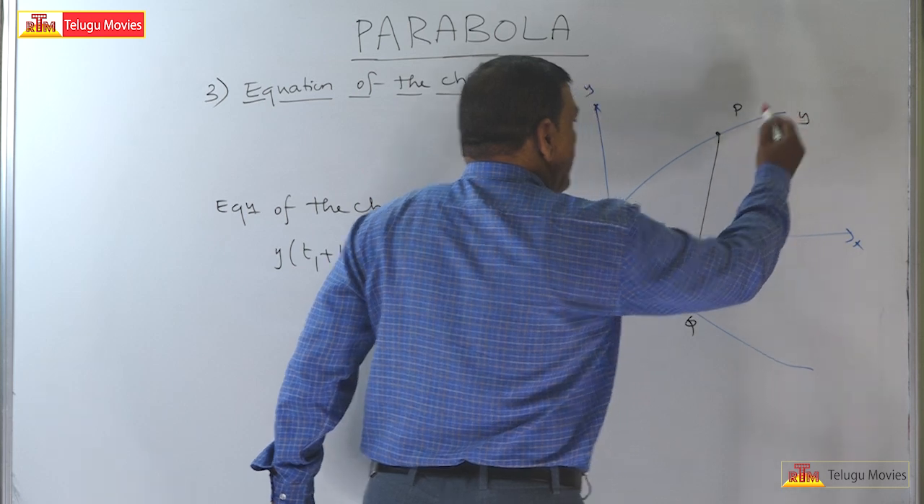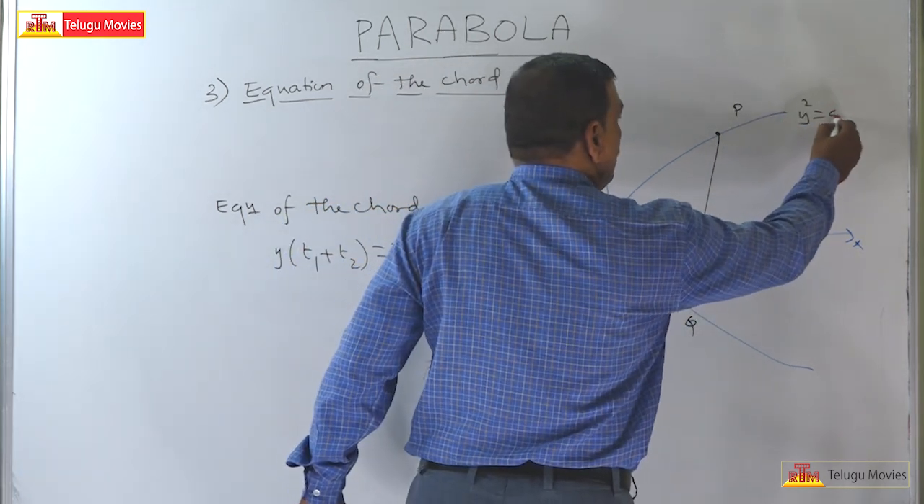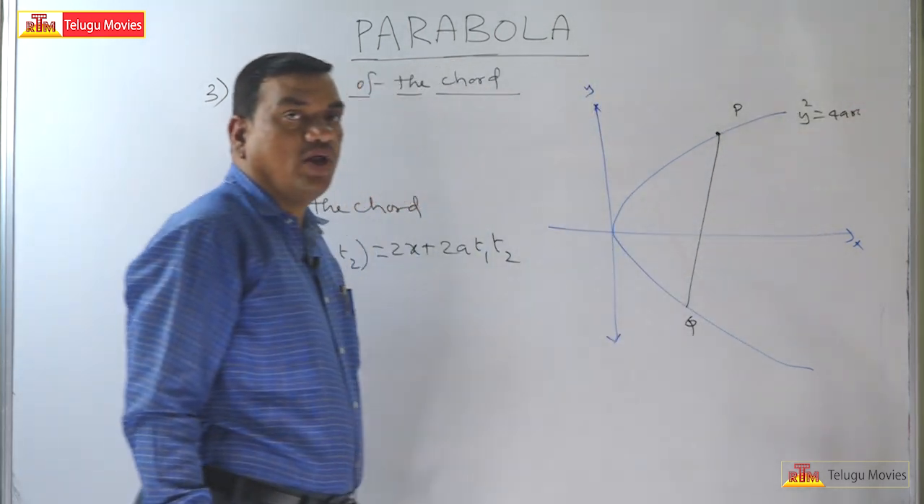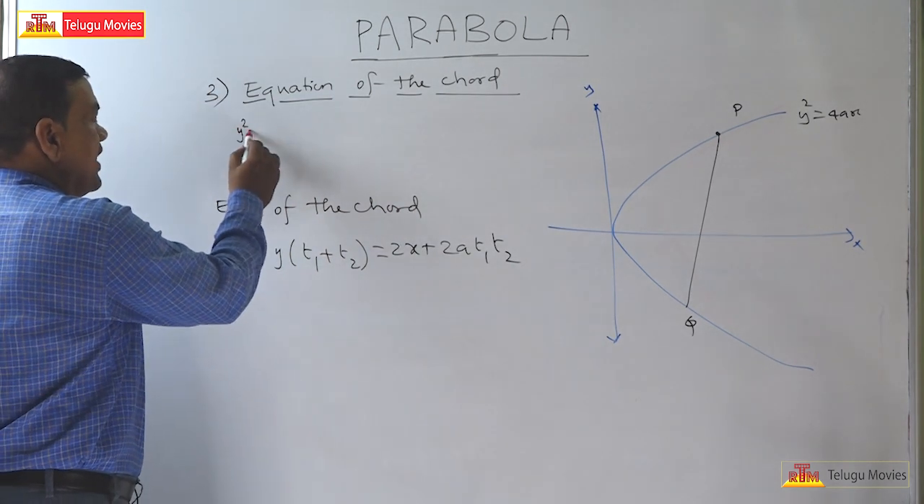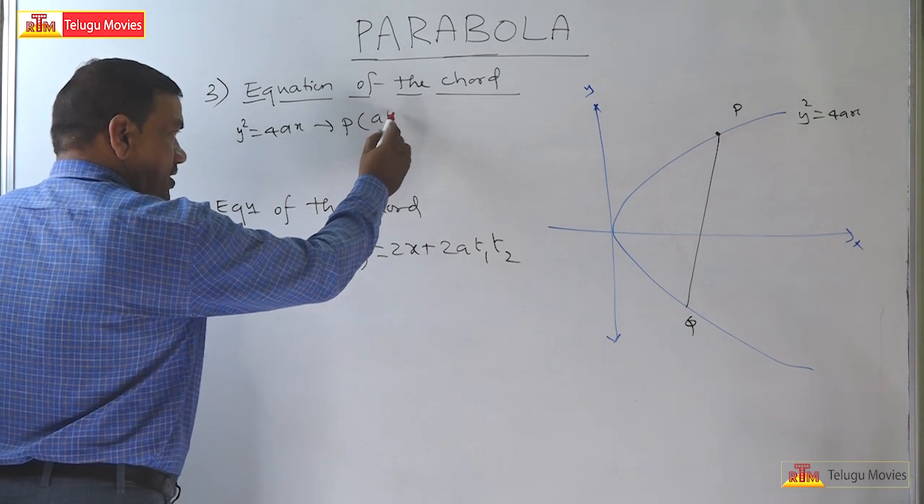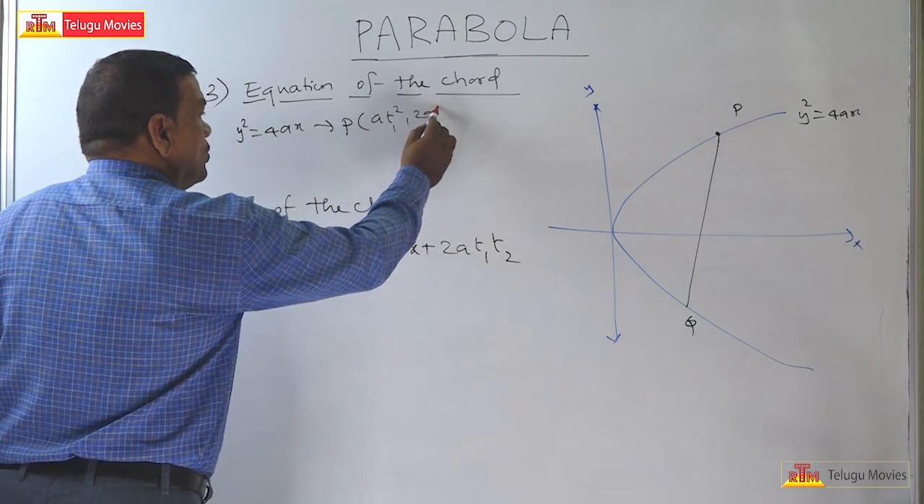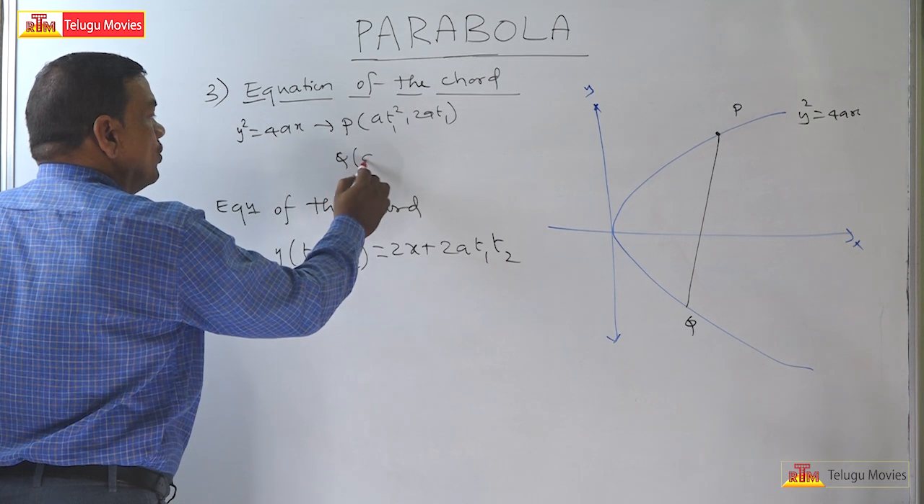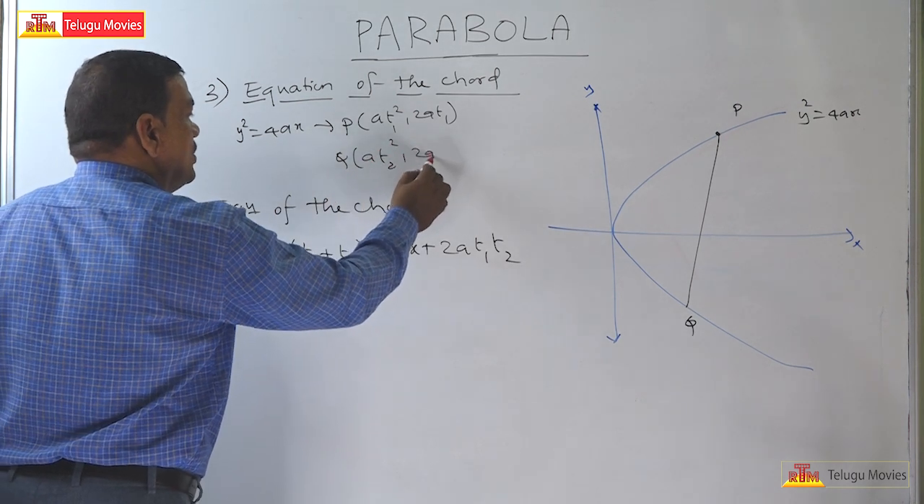Let us take the parabola y square is equal to 4ax. Let us take the 2 points as P, at1 square comma 2at1, and Q, at2 square comma 2at2.